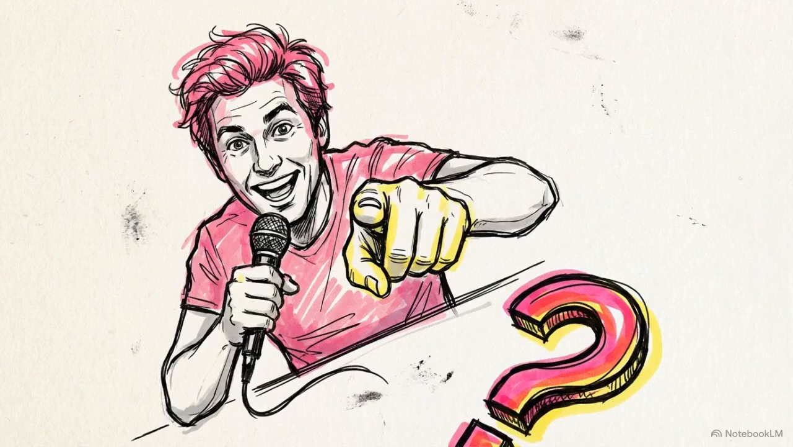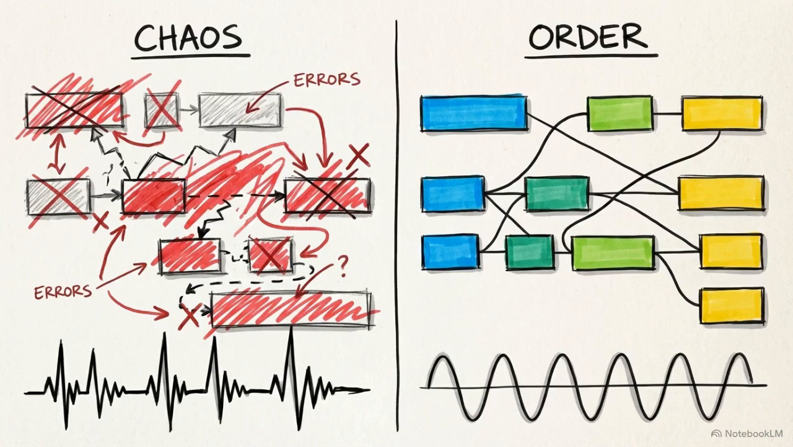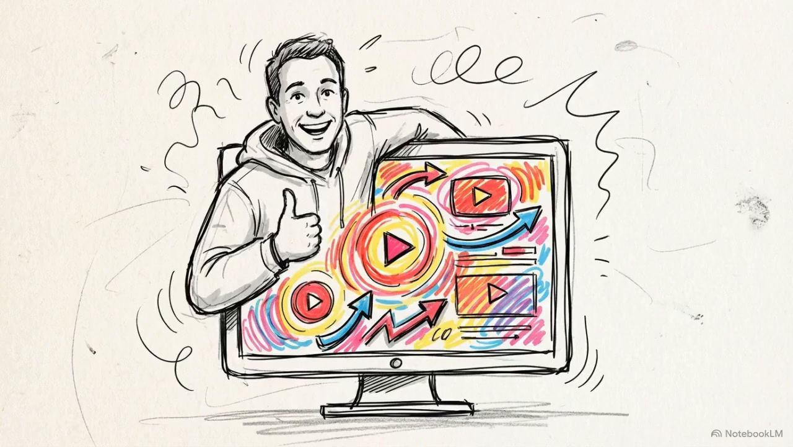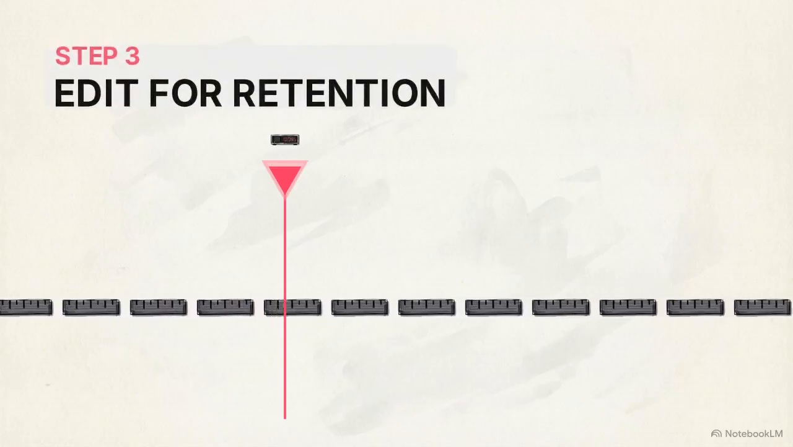Instead, get straight into the material. Open with a direct question, drop them right into the middle of a fast-paced story, or show them the exact result they will achieve by the end. Giving viewers immediate value confirms they made the right choice by clicking, earning you their attention for the next segment of the video. Step 3 is the retention edit.